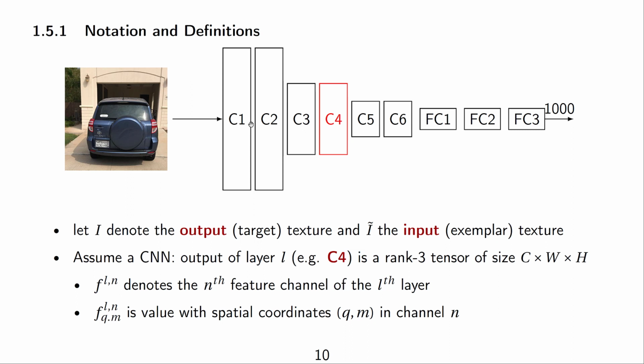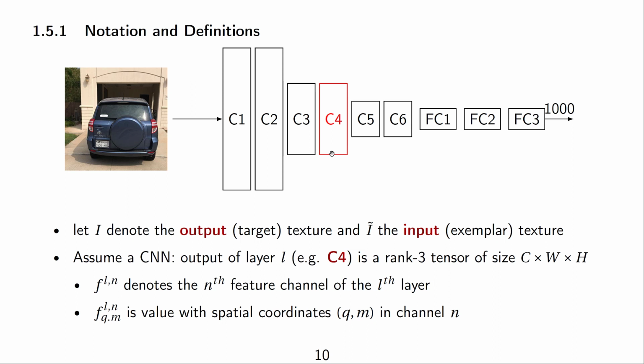So this is an image classification network. When we feed such an image through the network, then after each convolutional layer, we have an output that is a rank 3 tensor of size C times width times height. So C is the number of channels, and width and height depict the spatial resolution. Let's just say for now that there's a tensor that will be output after this convolutional layer, C4. And in the notation the paper uses, they use F superscript ln to denote the nth feature channel of the lth layer. So, for example, F superscript 4 and 3 would denote the third channel that comes out of this convolutional layer C4.